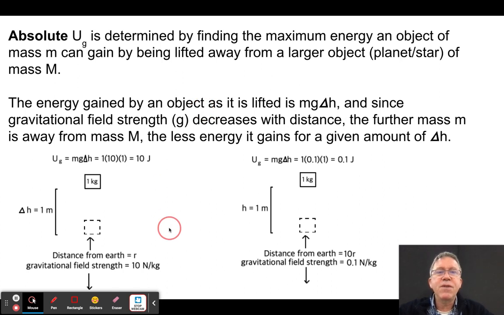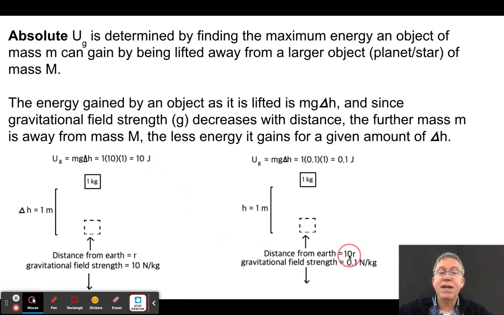All right, so one way of thinking about it is if I take an object and it's at, say, Earth's surface, so it's 1 r away from the center of the Earth. At that point, the gravitational field strength is 10. So if I lift a 1 kilogram object 1 meter, I would get 1 times 10 times 1, I get 10 joules. Done this a million times, Mr. Simpson. Yep, we have.